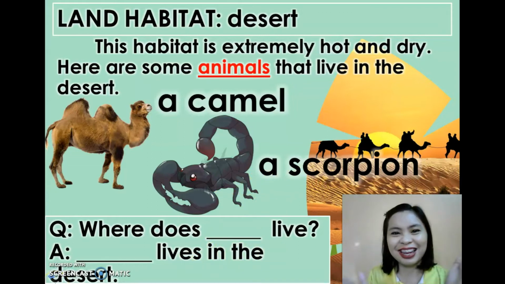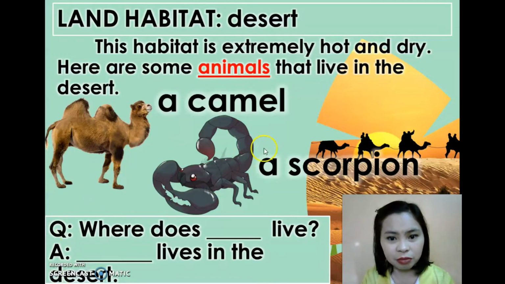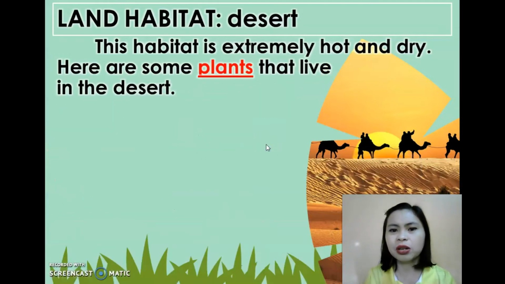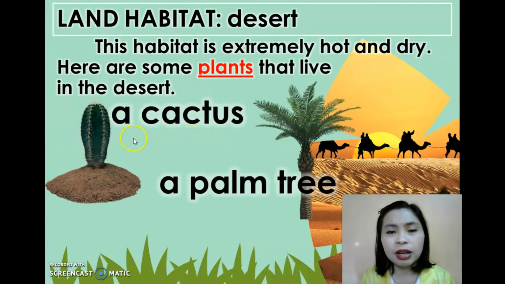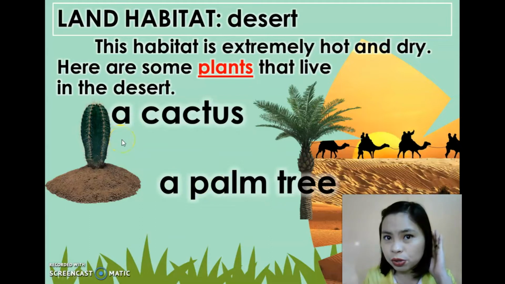Desert. Okay, great. Next, let's have plants in the desert. Plants in the desert, we have a cactus and a palm tree. Again, can you say it with me? A cactus, a palm tree.